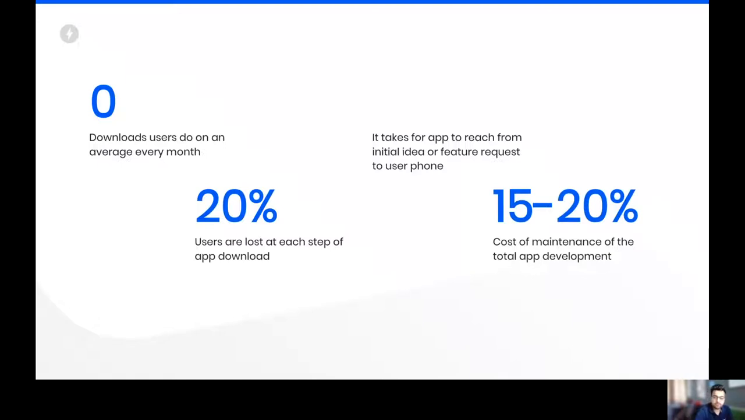And it would be surprising to know that 15 to 20% of our total app development cost is spent on maintaining the app, releasing updates, releasing security patches, and complying with the latest laws and compliance created by the Google Play Store or Apple App Store. It's very tough to get there. And it takes around 18 weeks on average to make a feature go from your discussion board or brainstorming board to the actual phone. Those are the facts that we are talking about.